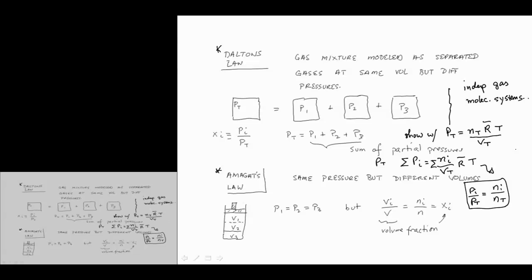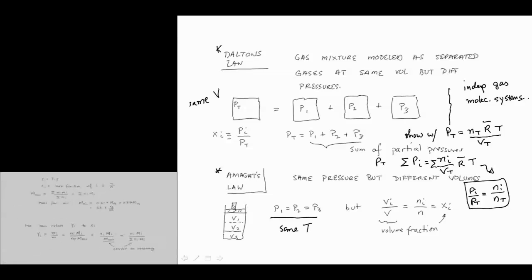For Amagat's law, it's the same idea, except that now all the pressures are the same, so same P, same T. Whereas for Dalton, it's same V and T. Here it's same P, same T, and we show that the volume fractions are just the mole fractions. So when you look at descriptions of, for example, flammability limits, and the flammability limits are given in terms of volume fraction, you understand that you're talking about a mole fraction also.